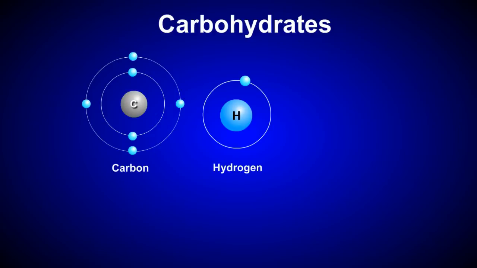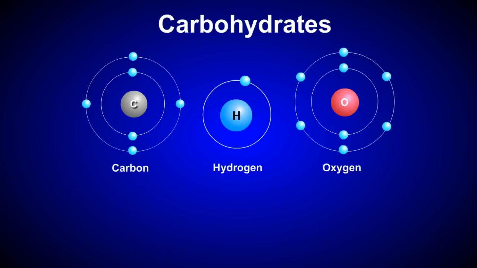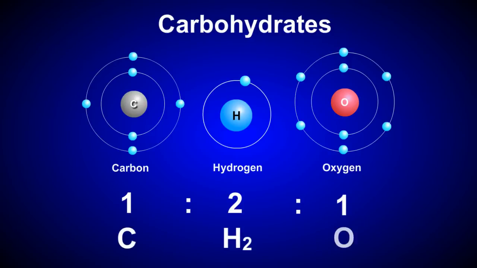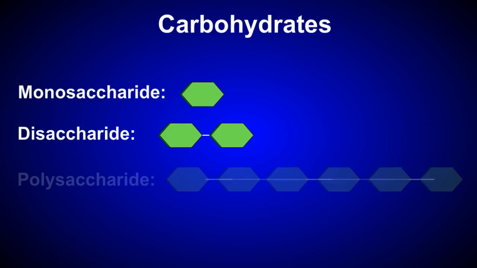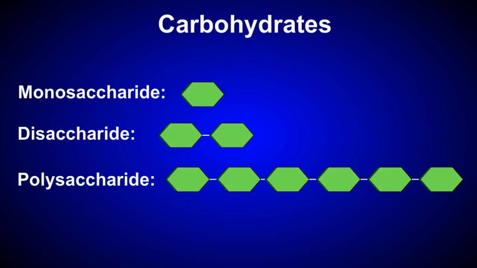Carbohydrates are biomolecules that are composed of carbon, hydrogen, and oxygen atoms in the ratio of 1 to 2 to 1. We can represent the proportion of these elements within carbohydrate molecules with the formula CH2O. Most carbohydrates are characterized as either monosaccharides, disaccharides, or polysaccharides. The term saccharide is just another word for sugar. The prefixes mono, di, and poly refer to the number of sugars in the molecule.